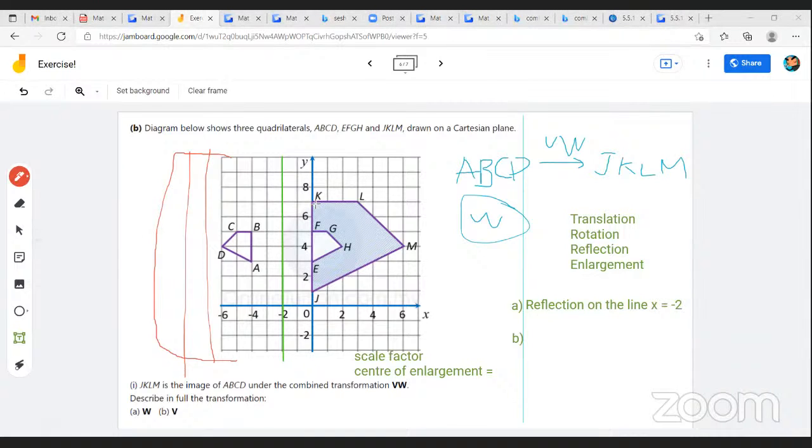Okay, to find the center of enlargement, try to find which dot is similar to each other. So for example, we know that L is similar to G, because this one will become this one. Which one is similar to H? M, correct. And E? J. Okay, good. And F? K. All right. So yes.